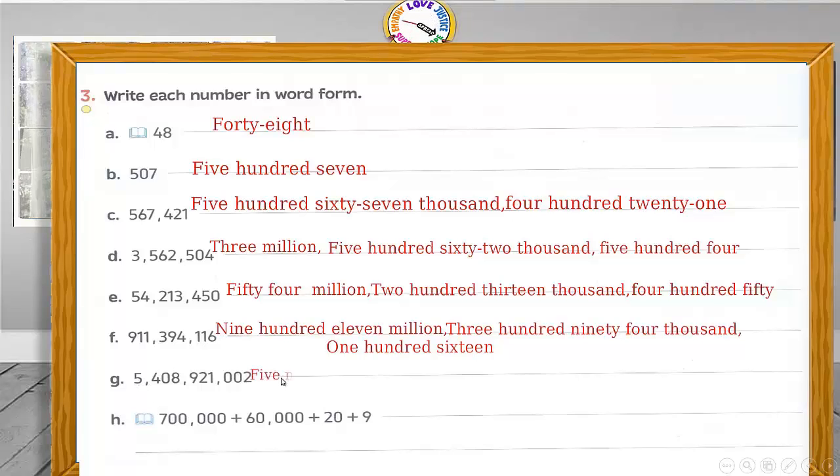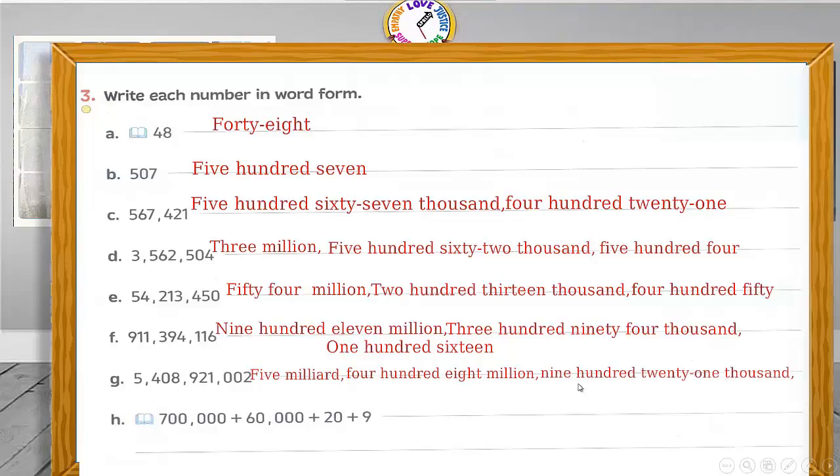5 million. First period 5 million. Second period 408. What? 408 million. 408 million. Next period, third period, 921,000. Right? 921,000. Last period we have 2, so put 2. Now you have 4 periods. 700,000, 60,000, they are the same, here 1,000 and here 1,000, so you should say 760,000. This first period, 760,000. And 29, right in the last period, 29.